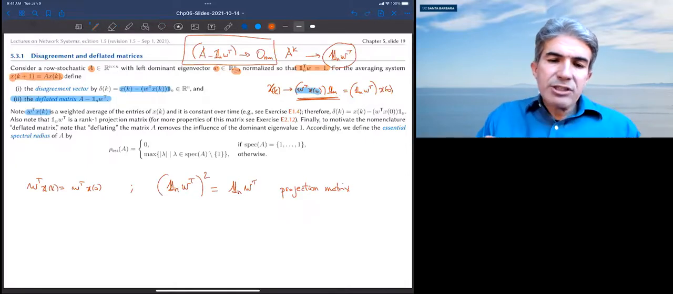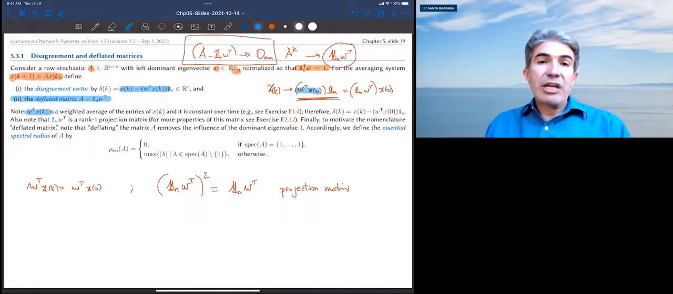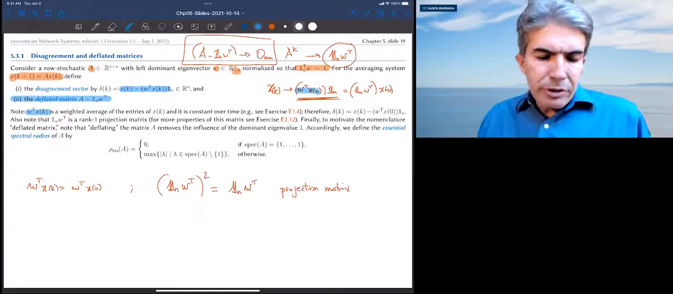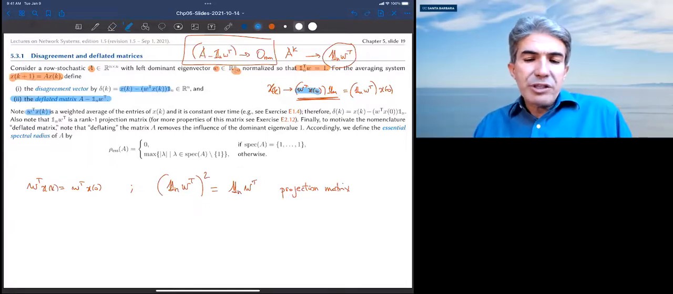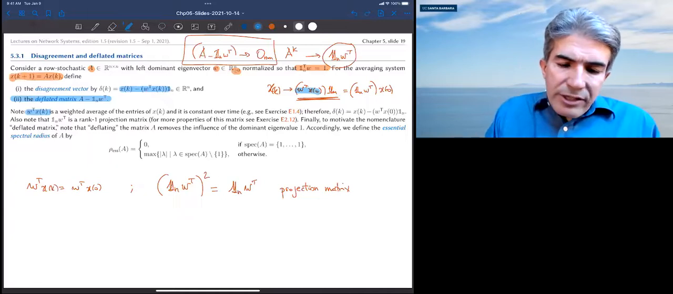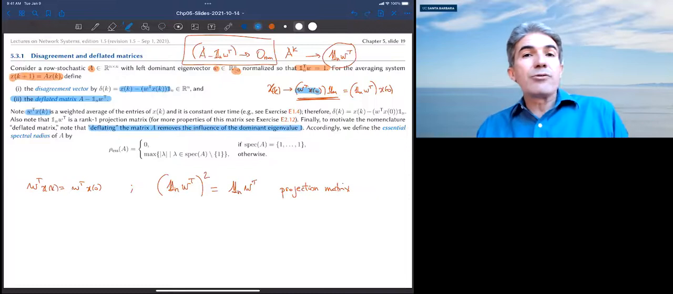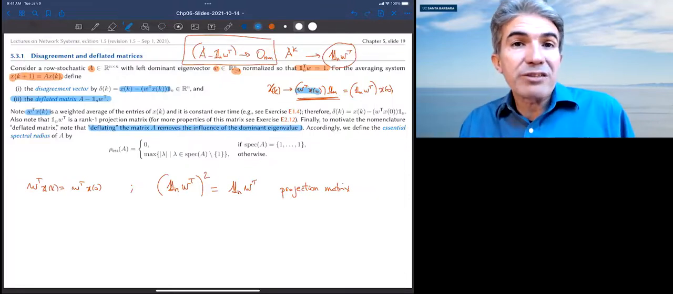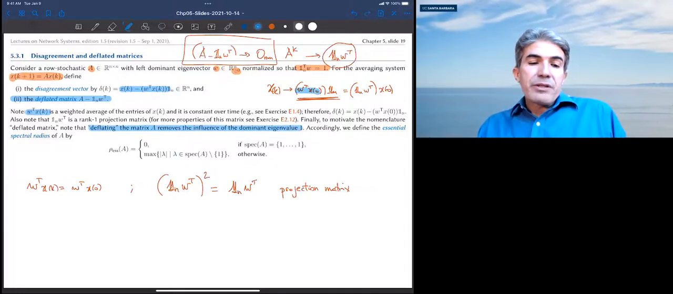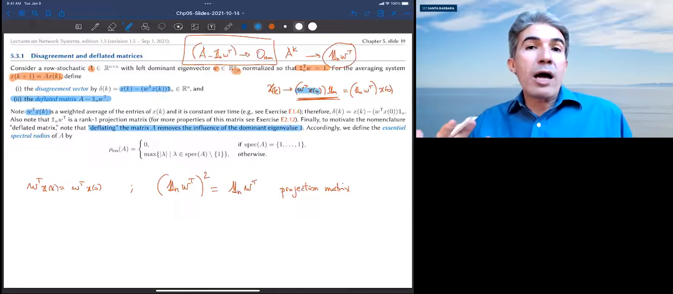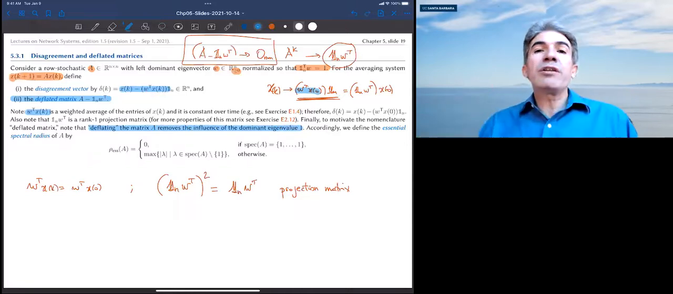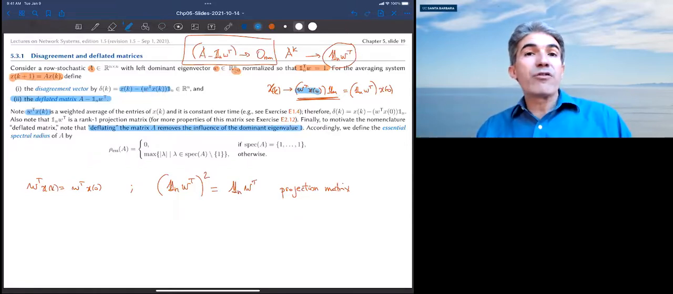Now, the last thing I want to say is I'm calling this deflation. What does deflation mean? Deflation, loosely speaking, means that when I deflate a matrix, I remove the influence of the eigenvalue that I am deflating with respect to. So here, this projection matrix 1n W transpose, these are the right and left eigenvector of the eigenvalue 1. And so I am removing the effects of the eigenvalue 1 from the matrix.